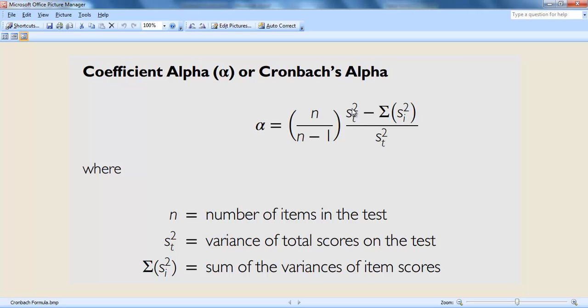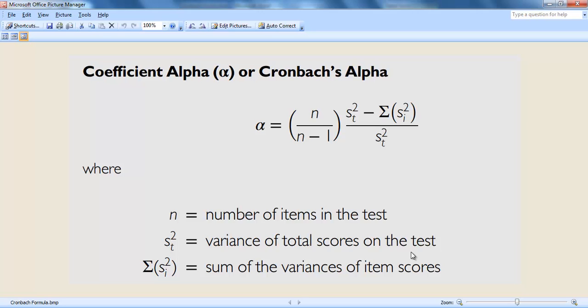So how about this S sub t squared? We know that S squared is a measure of variance. But variance of what? So below, S sub t squared is equal to the variance of total scores on the test.